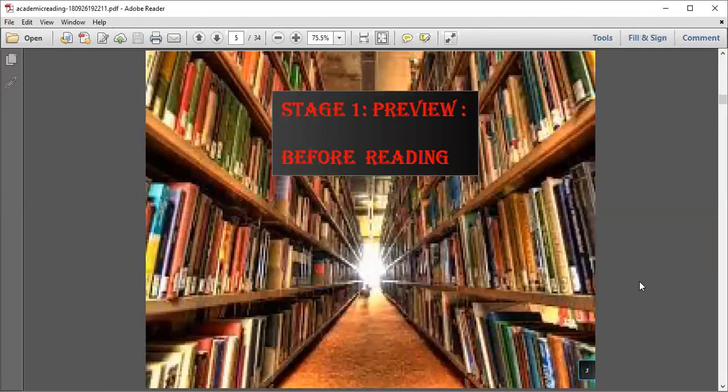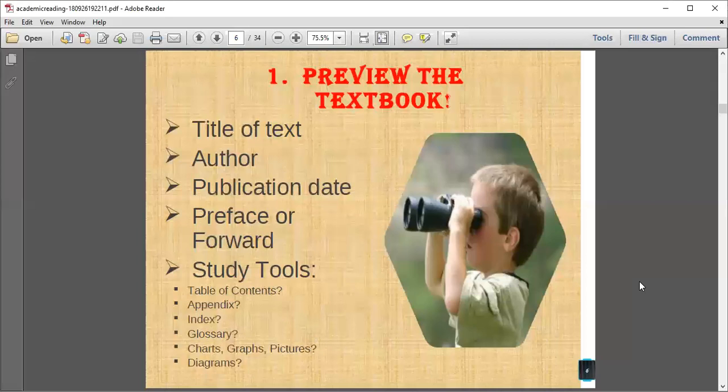Coming to stage one, the preview stage or before reading stage. Preview the textbook. You have to preview the title of the text, author, publication date, preface or foreword. Study tools should be the table of contents, appendix, index, glossary, charts, graphs, pictures and diagrams, etc.